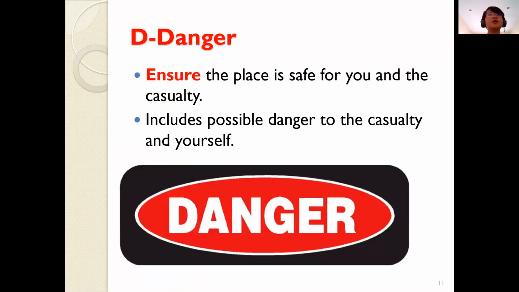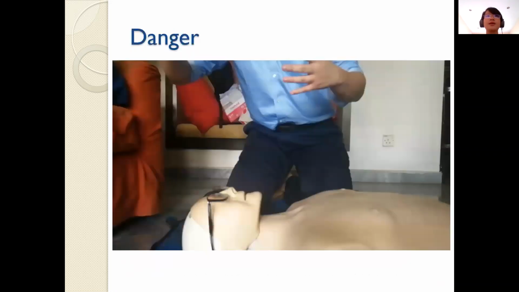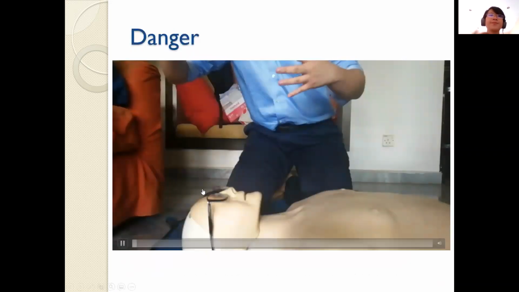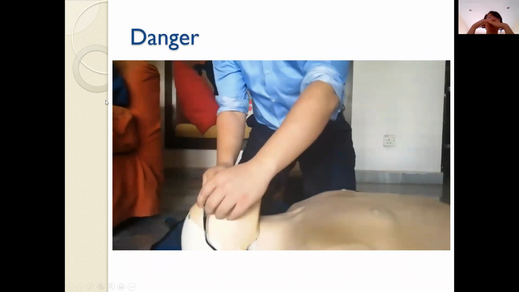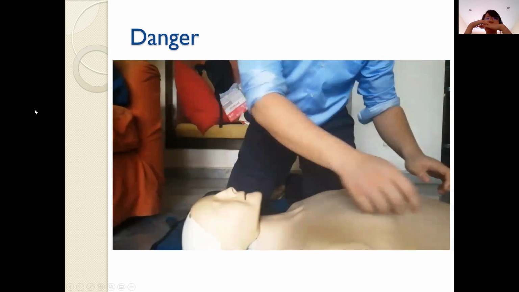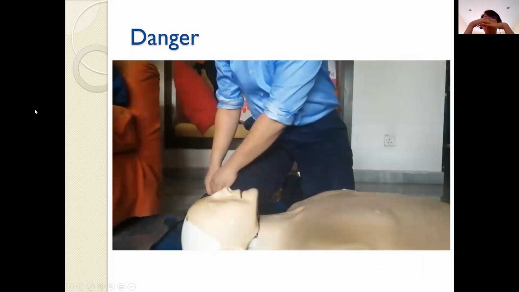All right. So danger, about the place, about you, about the casualty. And this is how you can check for danger. Area is safe for me to do CPR. Now removing danger from the casualty's body. Glasses put to the side. Loosening any tie. Taking off any watches, put to the side.